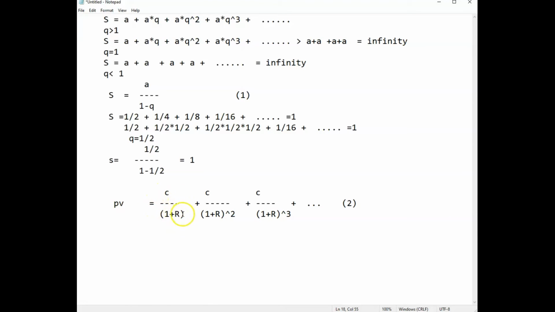On the right hand side, the first item we can treat as A, and the second one is A times Q. I'm going to copy paste again, and you will see. Again, the first item we can treat as A. The second item is simply times 1 over 1 plus R. The third item will be the same thing, times 1 over 1 plus R, squared.